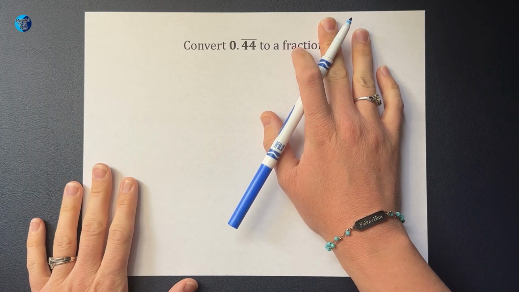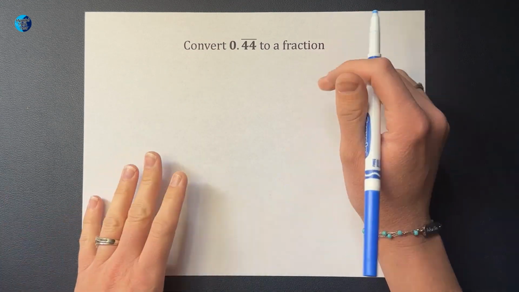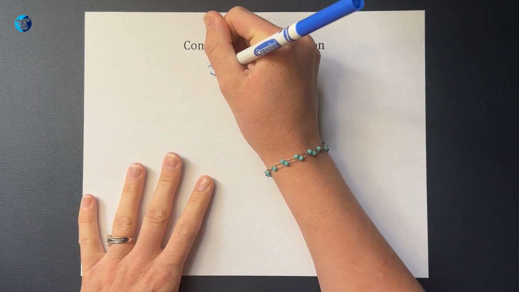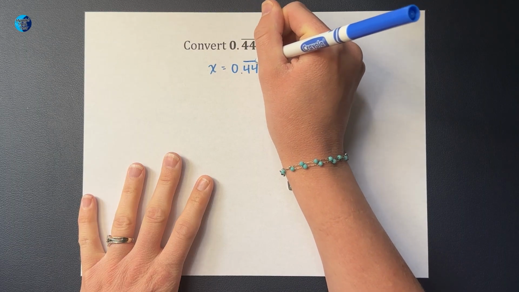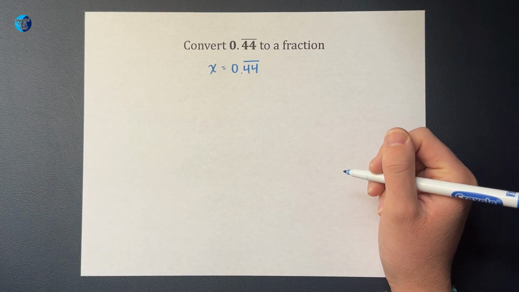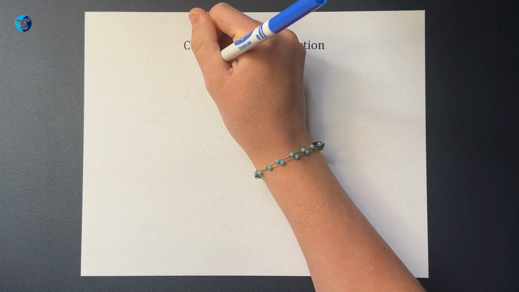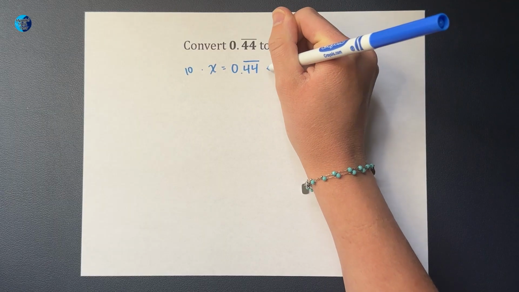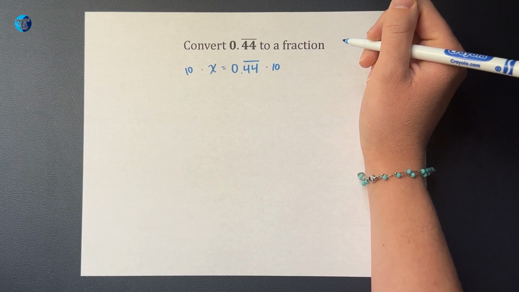So the first thing we're going to do is just set this decimal equal to a variable. So I'm just going to say x equals 0.44 repeating. The next thing I'm going to do is I'm going to multiply by 10 on both sides of this equation I made here. As long as I do it on both sides, I'm good, right?